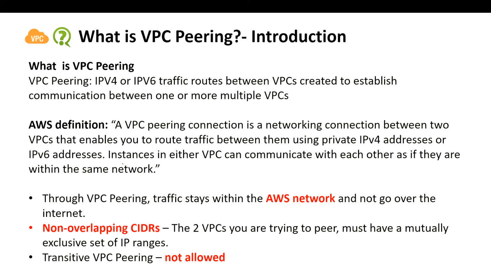Through VPC peering, traffic stays within the AWS network. It will not leave to the internet. It will always stay within the AWS network. That is the first point. Second thing, you need to make sure that the two VPCs that you have should not overlap in their CIDR.